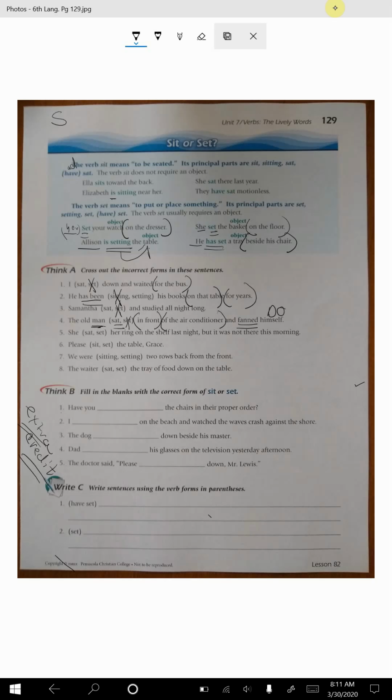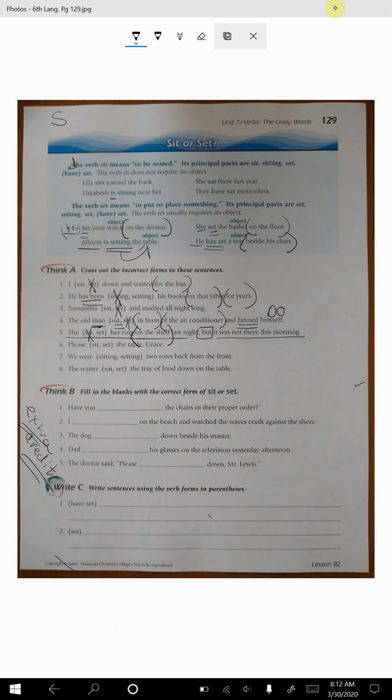She sat or set her ring on the shelf last night, but it was not there this morning. Okay, see the comma and the but? That means we have two sentences here. This is called a compound sentence. Just as a way of review, here's one sentence. Here's the other sentence. And we use the comma and the but because it was not there this morning. That's a full sentence all on its own. Okay? So she set her ring. She didn't sat her ring. Oh, on the shelf. Right? I think I got all the prepositional phrases.